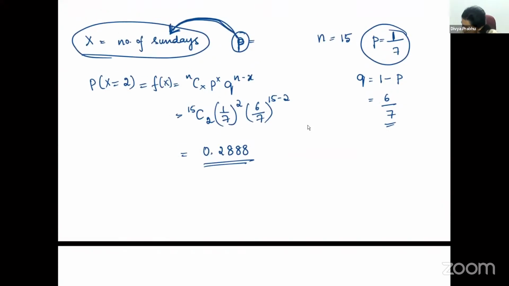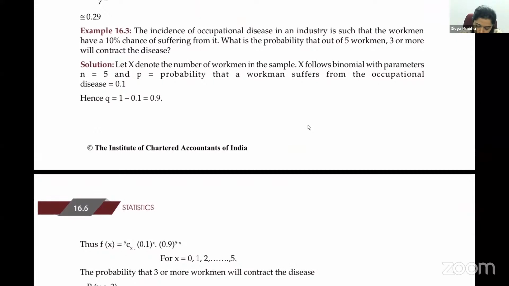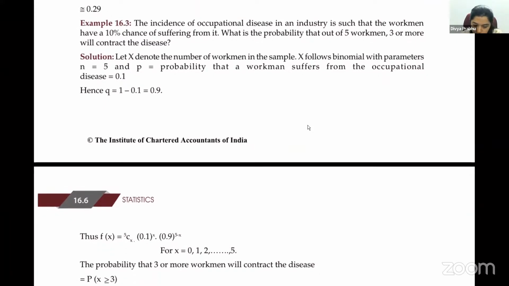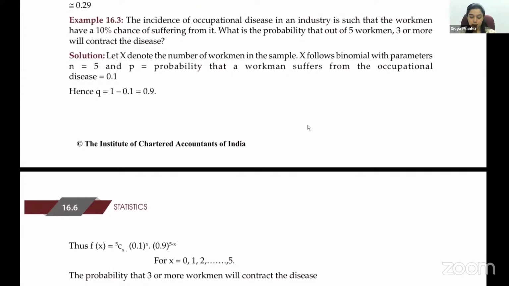One more question we'll pick up. Next question, which is 16.3. The incidence of occupational disease in an industry is such that the workmen have 10% chance of suffering from it. What is the probability that out of 5 workmen, 3 or more will contract the disease?